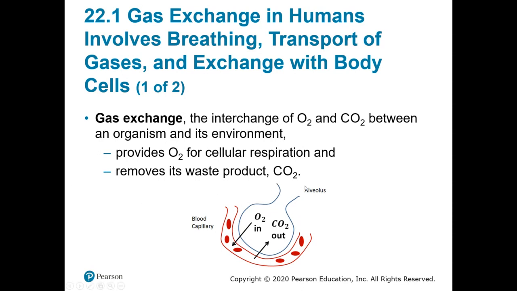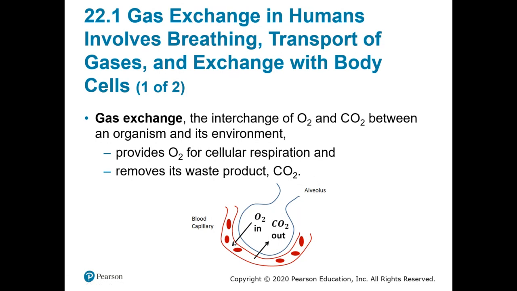So if we look at an alveoli of a typical lung, basically, when we breathe in, the oxygen is going to diffuse into the blood, and then the CO2 is going to diffuse out of the blood. Now, it's a pretty simple mechanism, I guess you'd say, for oxygen. We basically diffuse most of that in, combine it with hemoglobin, and then it's carried throughout the body.